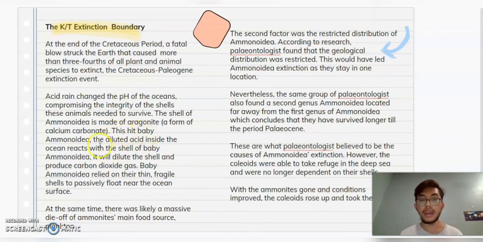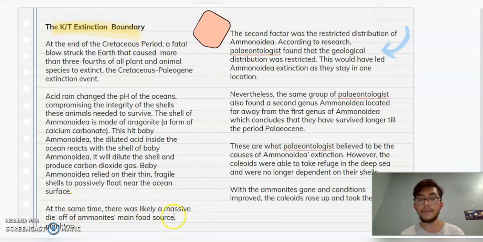When the acid rain hit the baby Ammonoidea shells, the diluted acid in the ocean reacted with the shell of baby Ammonoidea. It would dissolve the shell and produce carbon dioxide gas. Baby Ammonoidea rely on their thin, fragile shells to passively float near the ocean surface.